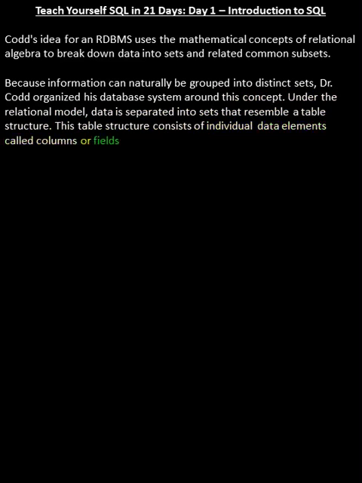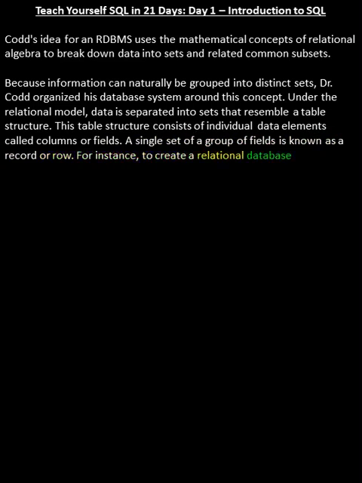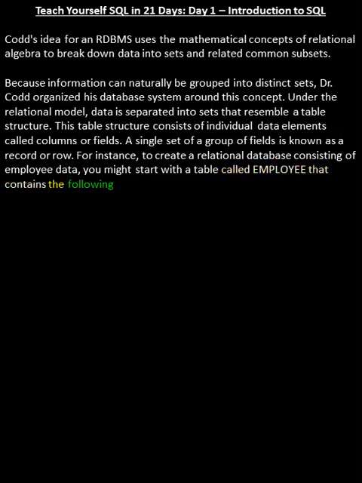Codd's idea for an RDBMS uses the mathematical concepts of relational algebra to break down data into sets and related common subsets. Because information can naturally be grouped into distinct sets, Dr. Codd organized his database system around this concept. Under the relational model, data is separated into sets that resemble a table structure. This table structure consists of individual data elements called columns or fields. A single set of a group of fields is known as a record or row.